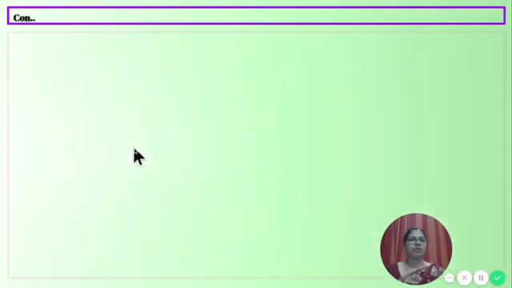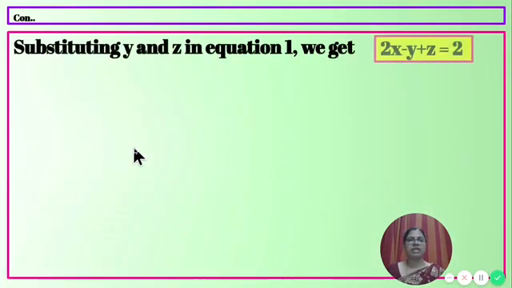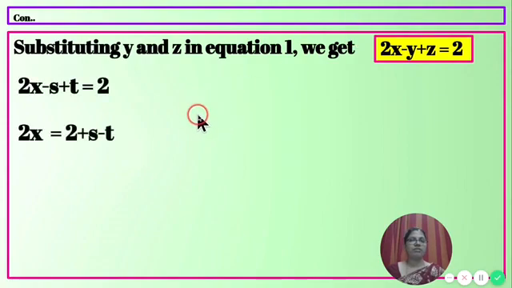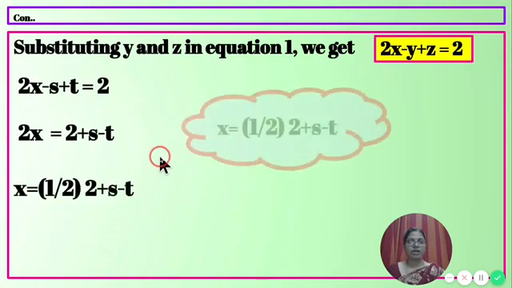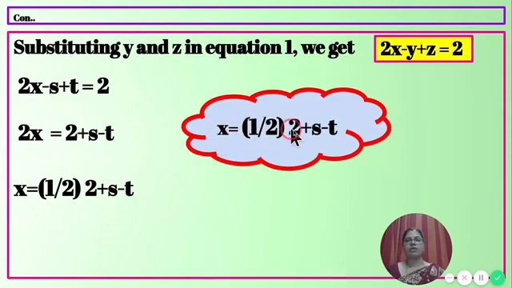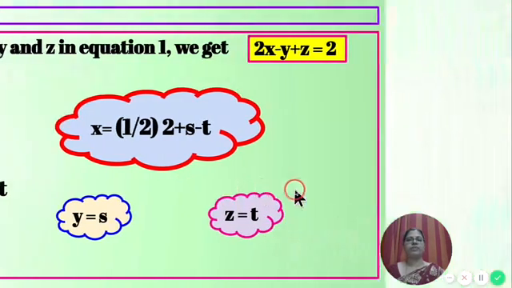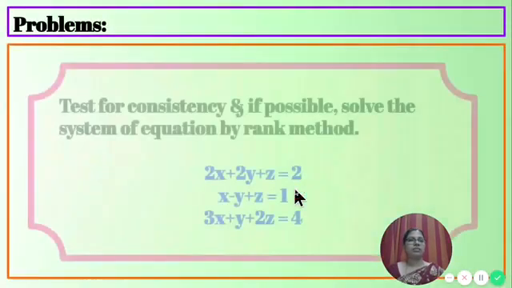So I'm going to substitute the value of Y and Z in equation 1. This is equation 1. After substituting this value, I've found the value of X. X is equal to (2 plus S minus T) divided by 2, and Y is equal to S and Z is equal to T. Now let us see another example.